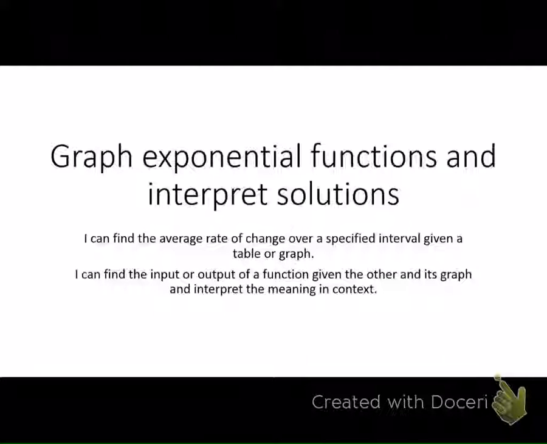So this whole entire topic is not really brand new to you guys, but it's applying it to a new situation of exponentials, which you guys just started learning over the past week or so. Okay? So I can find the average rate of change over a specified interval given a table or graph, which we've done already. And I can find the input or output of a function given the other and its graph and interpret the meaning and context.